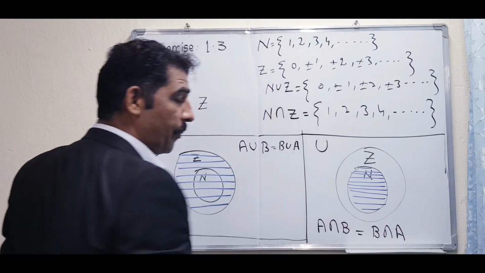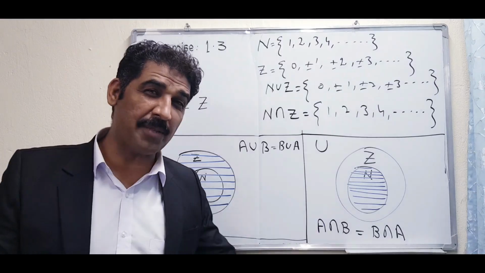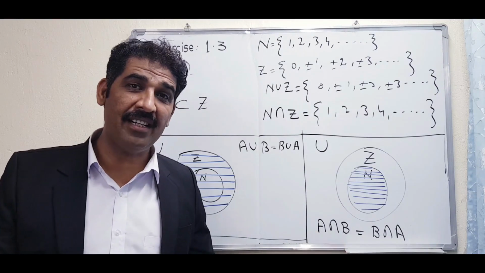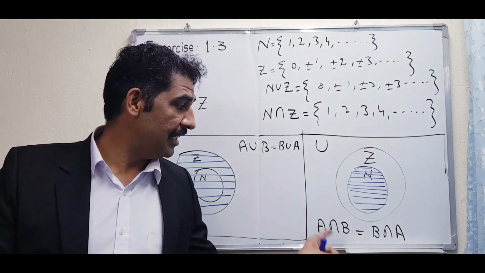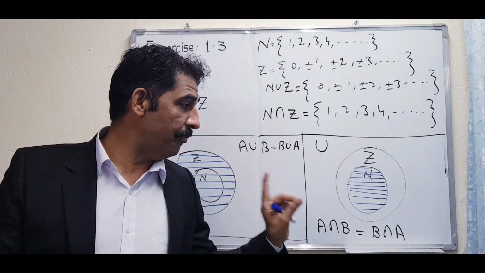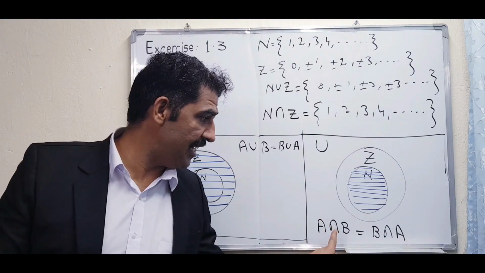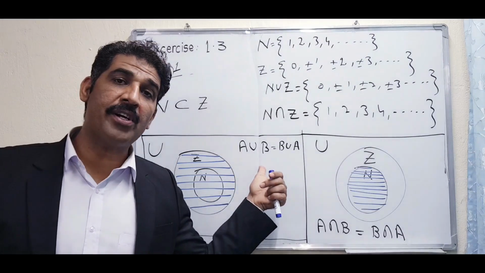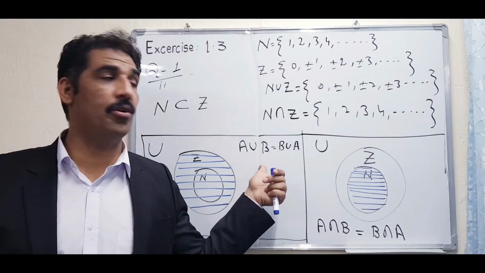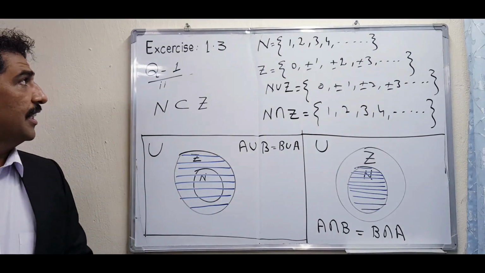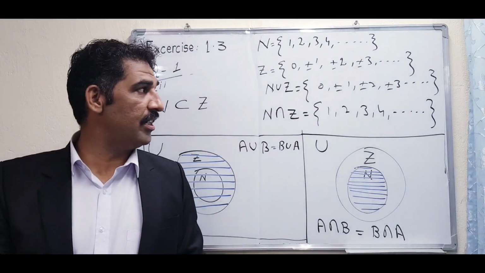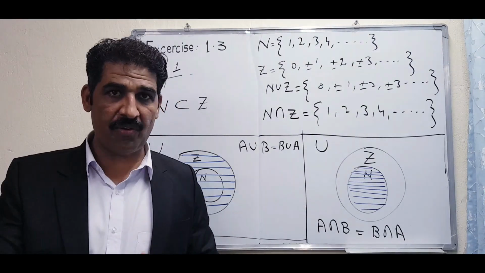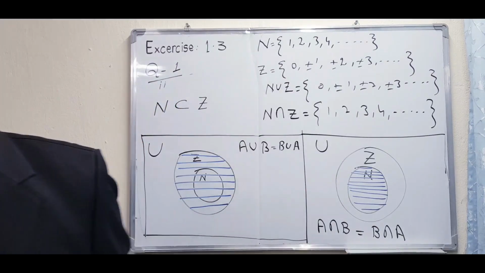What is the name of this property? Is it in your mind? Yes, good. That is the commutative property of intersection, and this one is the commutative property of union. Good. Now I will explain the next question, in which we have to write the diagram for that one.